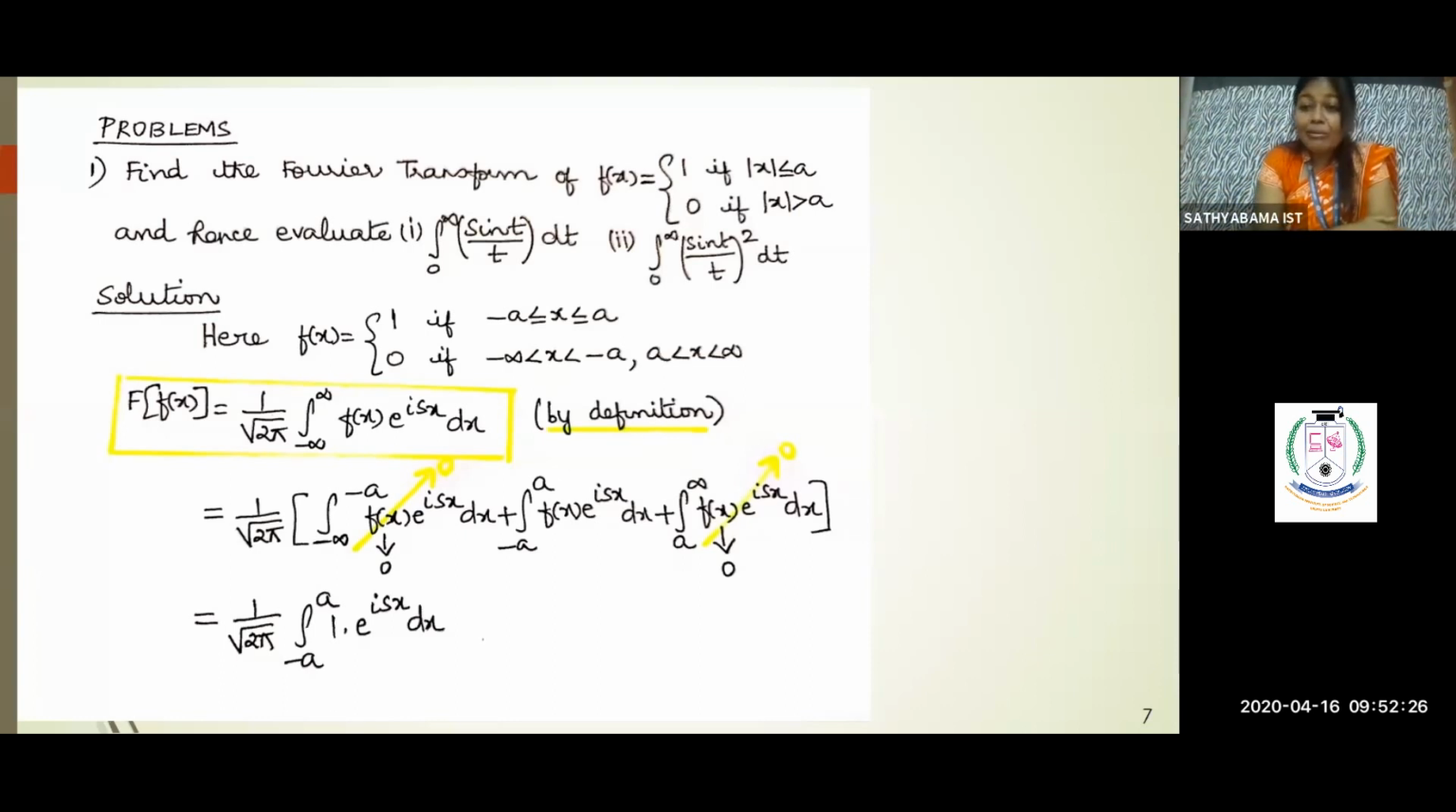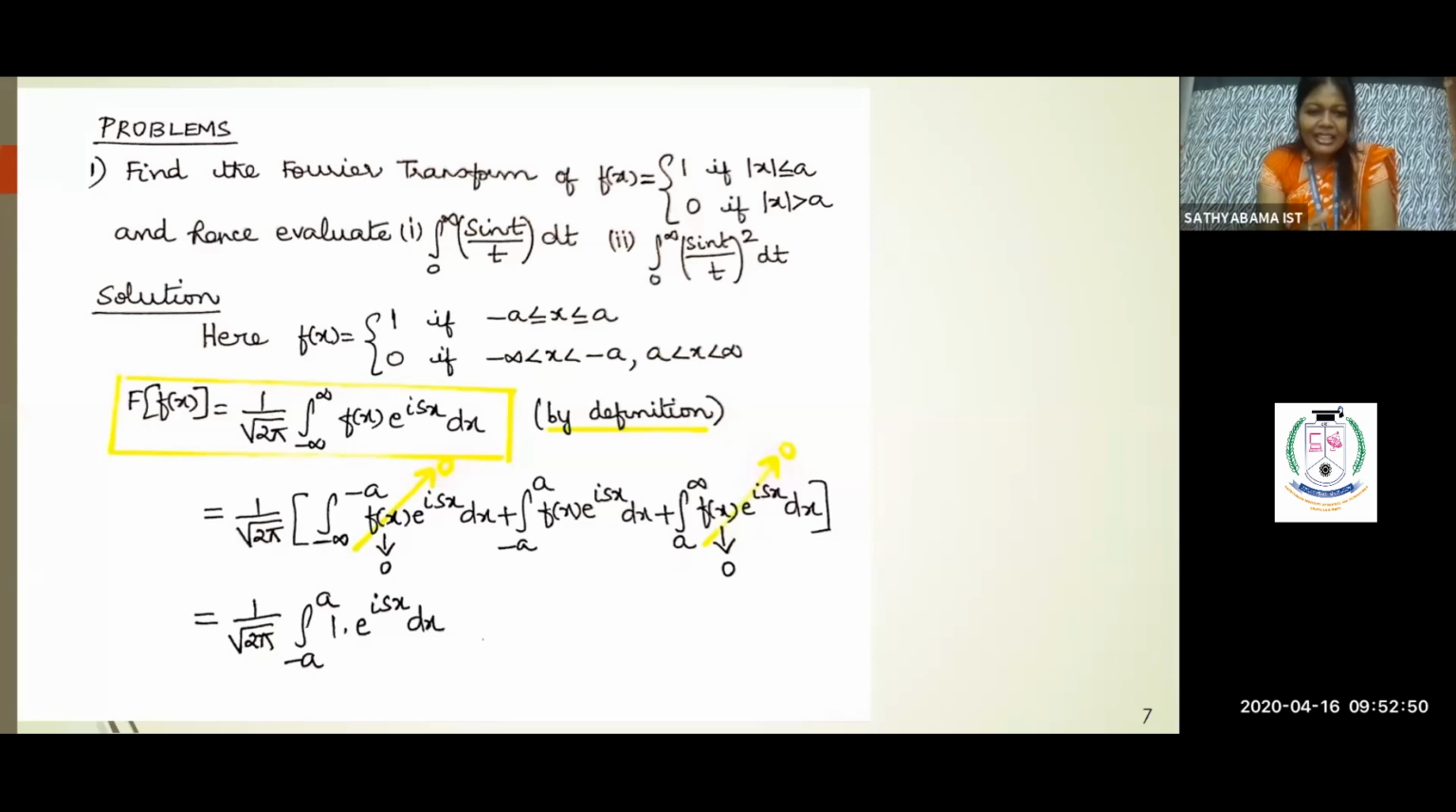Now, what is our aim? What is our objective? We are supposed to find the Fourier transform of this function. Okay. Now, let's begin with the definition of Fourier transform. By definition, what is Fourier transform of f of x equal to? We saw that earlier. Remember, 1 by root of 2 pi integral minus infinity to plus infinity f of x into e power i s x dx. This is what it is by definition.